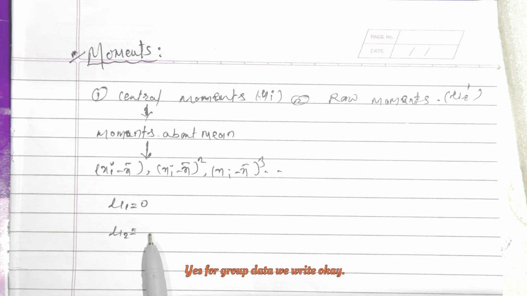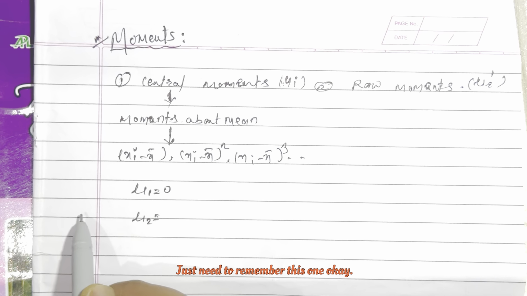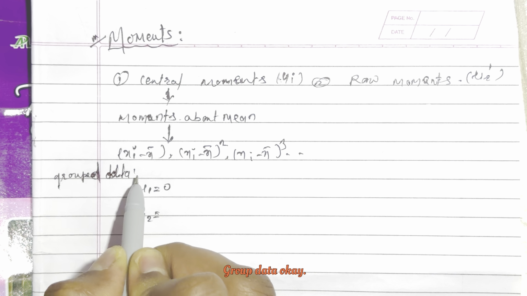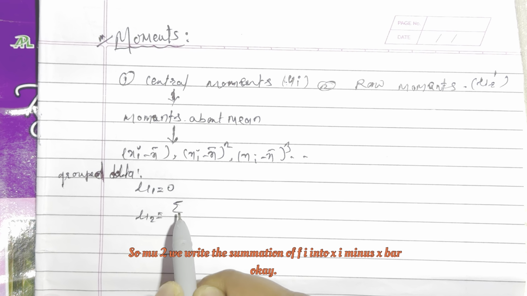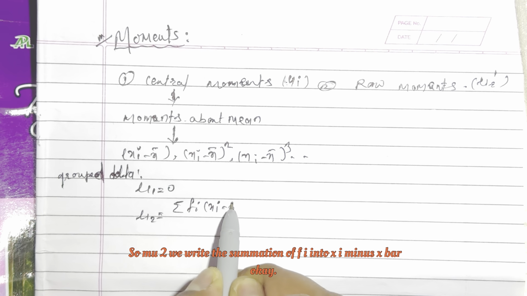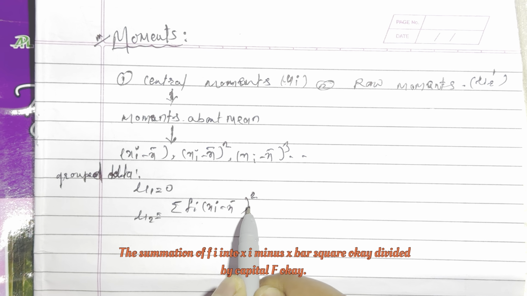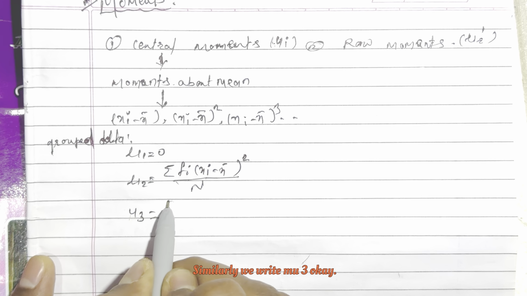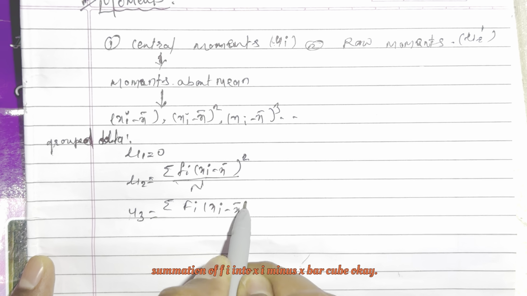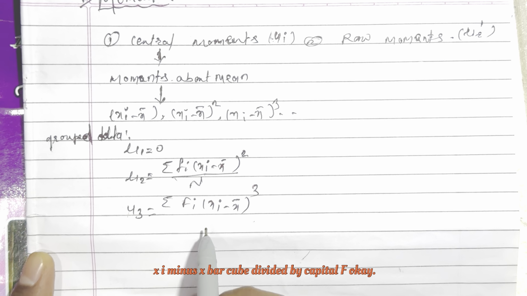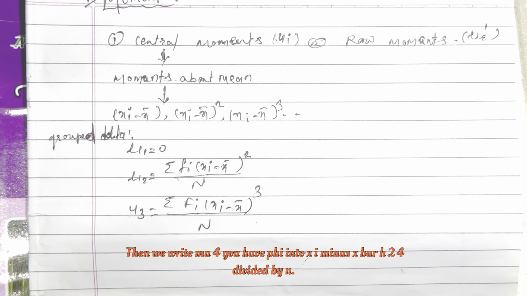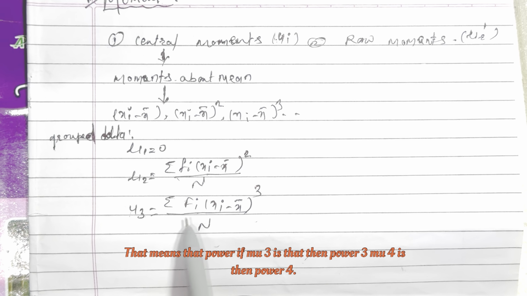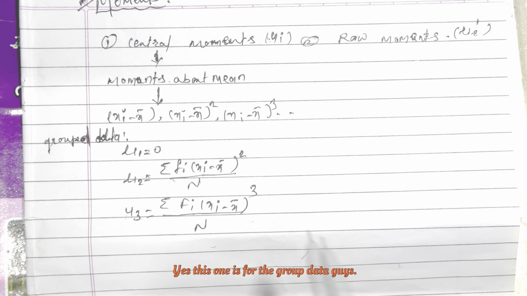Just remember this for grouped data. Mu1 is 0. Mu2 is the summation of fi into xi minus x bar square, divided by capital N. Similarly, mu3 is the summation of fi into xi minus x bar cube, divided by capital N. Then mu4 is fi into xi minus x bar raised to 4, divided by N. The power is 3 for mu3 and 4 for mu4, and all other terms remain as they are. This is for grouped data.